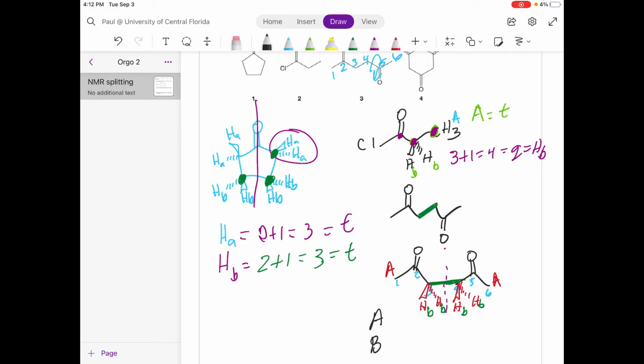And signal A, since there's a plane of symmetry, we only need to look at one of them. So let's look at this carbon in green. What's the adjacent carbon? That one. So 0 plus 1 equals 1. So A is going to be a singlet.